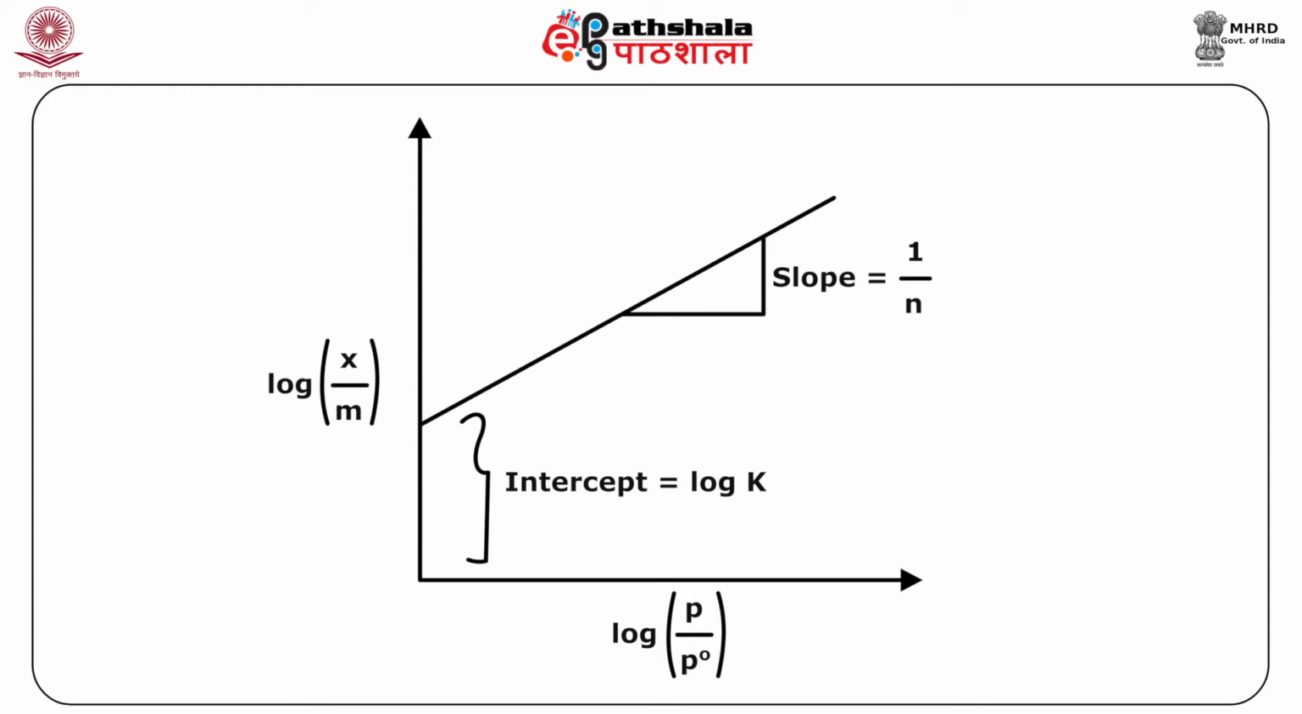The validity of Freundlich isotherm can be verified by plotting a graph between log x by m and log p by p naught. A straight line with a slope equals to 1 by n and intercept equals to log k validates Freundlich adsorption isotherm. The two constants can be evaluated from these values. Figure shows the Freundlich adsorption isotherm.